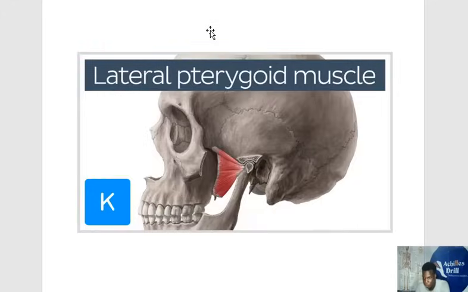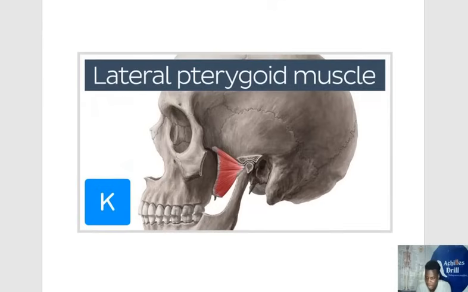Okay, I will show you pictures of those, starting with the lateral pterygoid muscle. The lateral pterygoid muscle is the only muscle of mastication that opens the jaw. Other muscles of mastication close the jaw, they pull it up. But this lateral pterygoid muscle opens it. And you can see it's inserting on the condyle of the mandible right there.